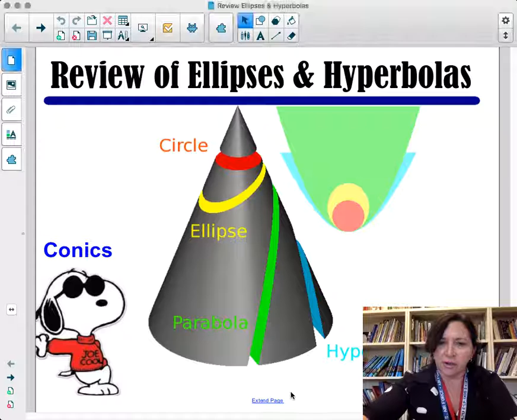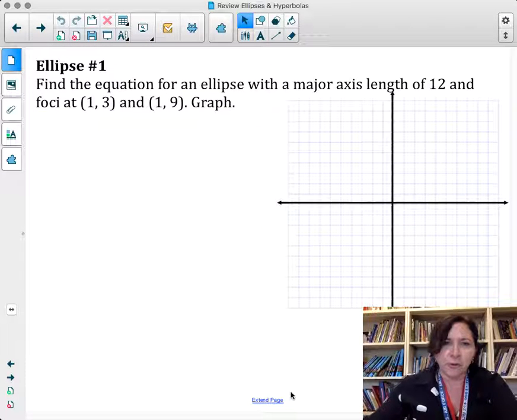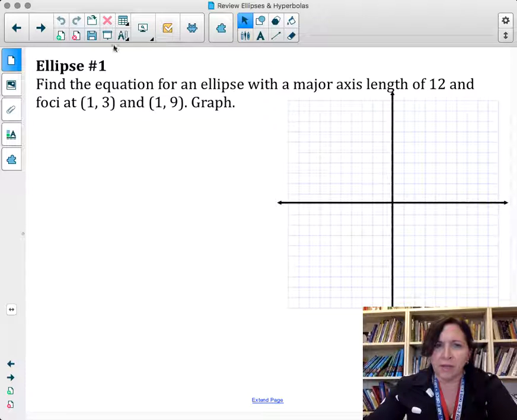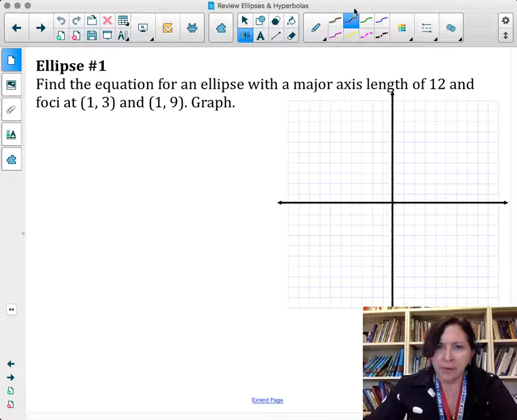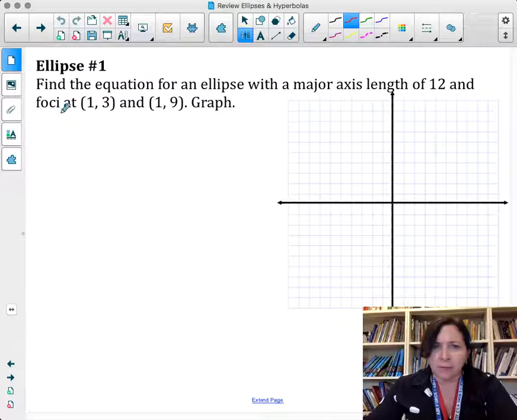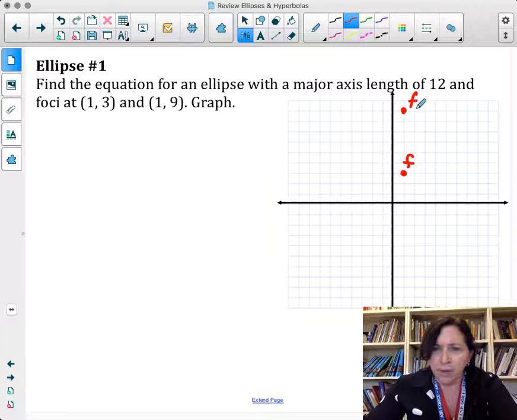So let's get started. The first question is: find the equation for an ellipse with a major axis of 12 and foci at (1, 3) and (1, 9), and also graph it. For this problem, let's start by graphing the focal points. There's one focal point at (1, 3), and then the other one is all the way up here at (1, 9).